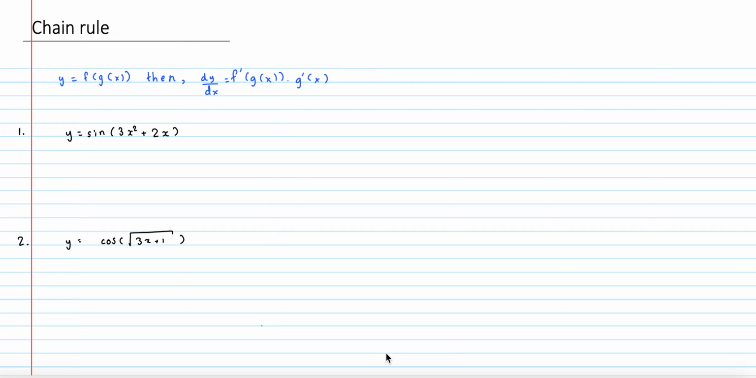Let's talk about the chain rule. The chain rule is used to find the derivative of composite functions. For example, when we have y equal to f of g of x, then the derivative of y would be the derivative of the outer function, which is f prime of g of x, multiplied with the derivative of the inside function, which is g prime of x.